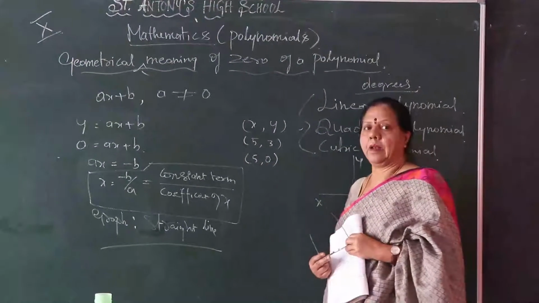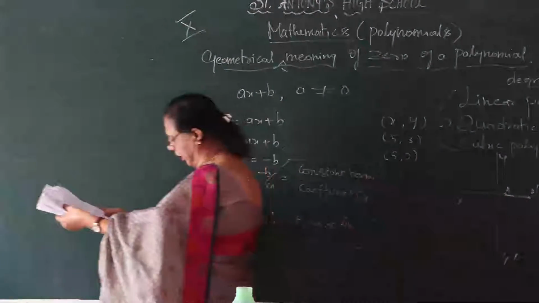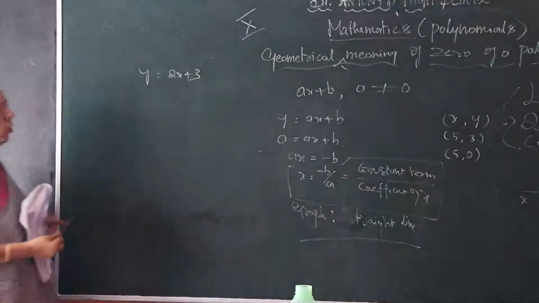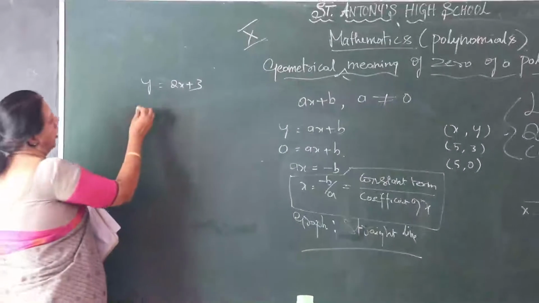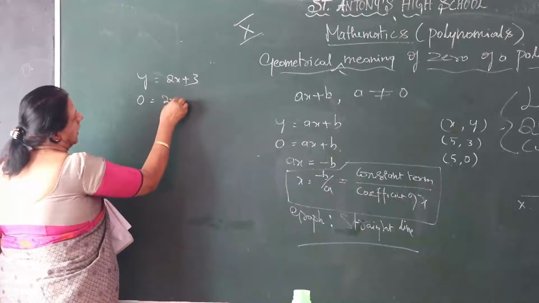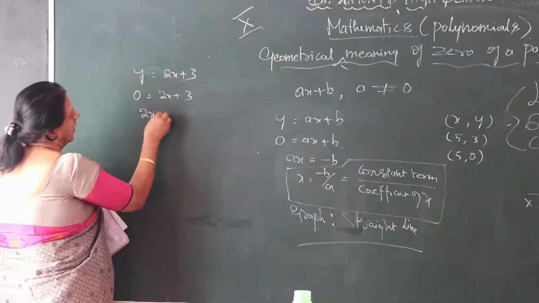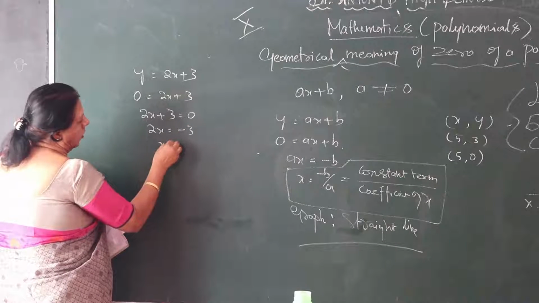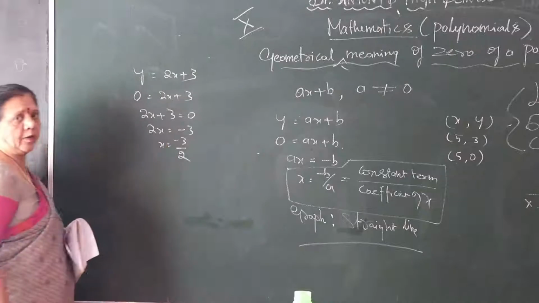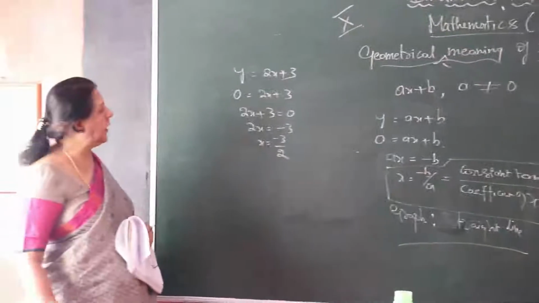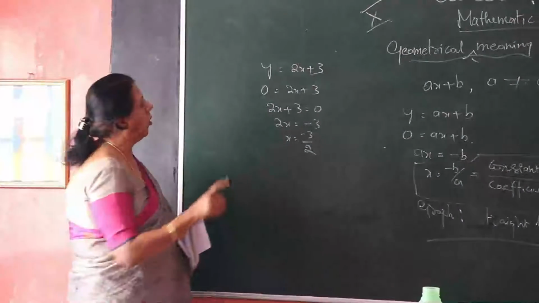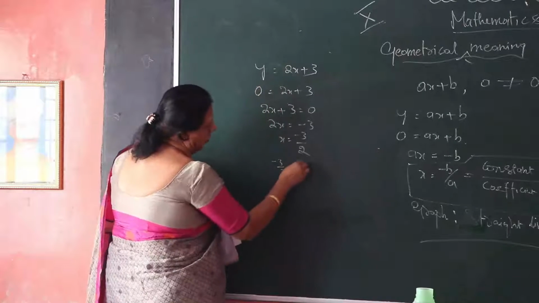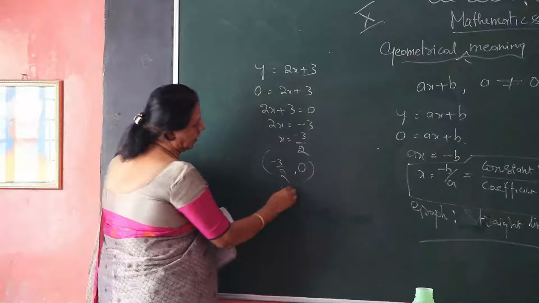Take for example, one example they have given: y is equal to 2x plus 3. Now y becomes 0, so 2x plus 3 is equal to 0. Take 3 to the other side: 2x is equal to minus 3, so x is equal to minus 3 by 2. Following, children? So now, the x-axis value is minus 3 by 2 and y is 0. This is x, this is y.